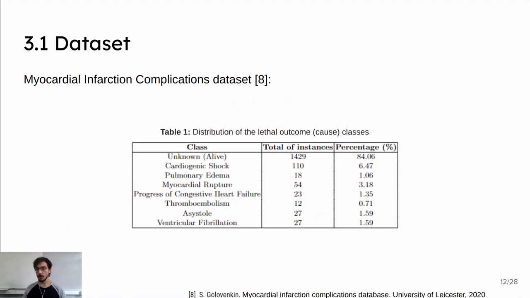So, the focus of this dataset is on complications leading to mortality, accounting for around 15.94% of instances, with categories as shown in this table. Thus, the majority of instances correspond to individuals who survived, providing an unbalanced dataset for analysis.